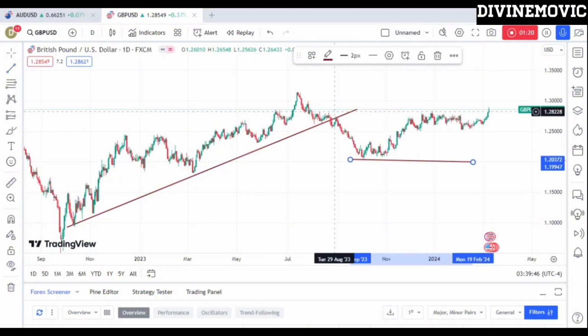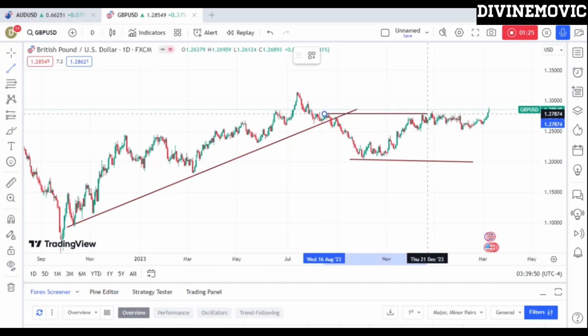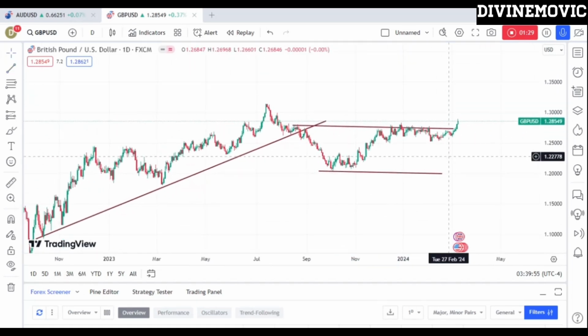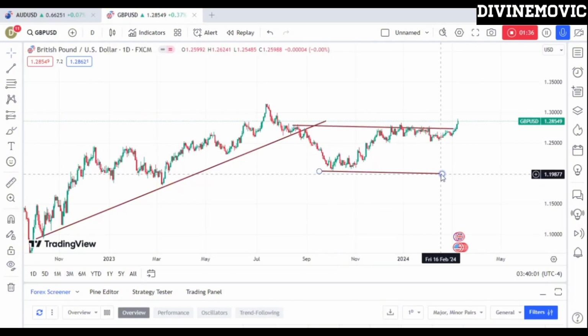And this point that price broke out from is also a key level. So now we have been able to identify a resistance key level and as well a support key level. So what's the next thing to do now?